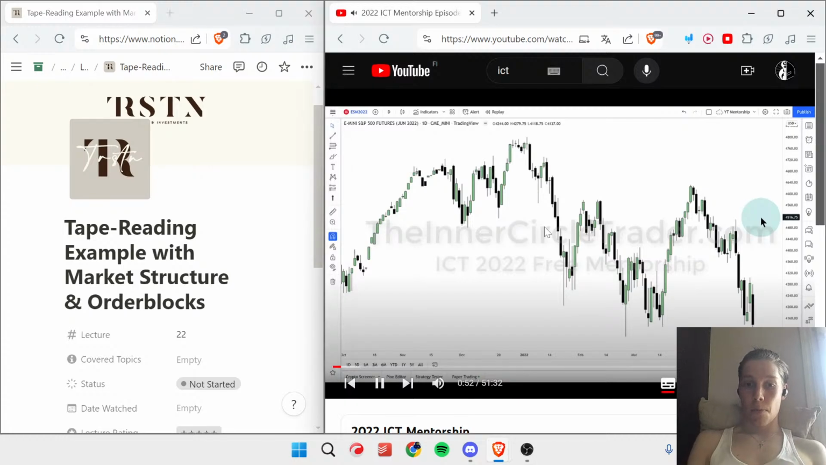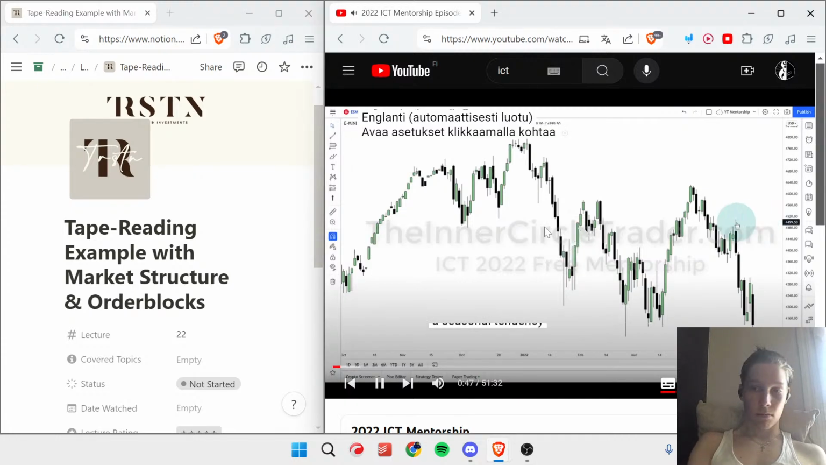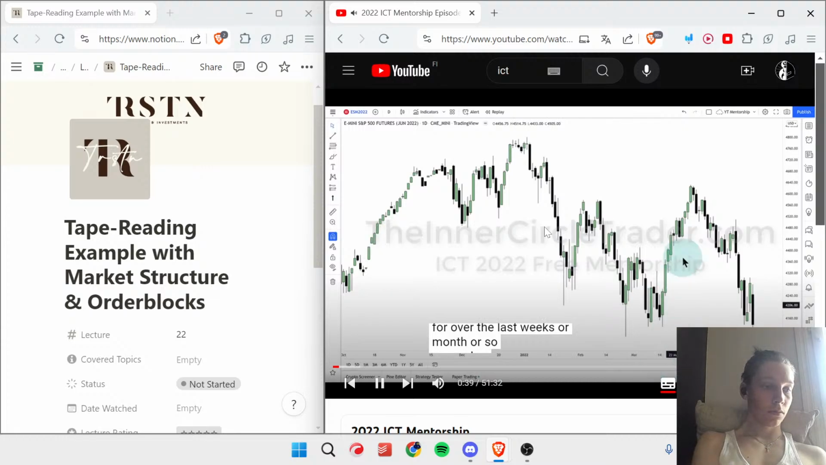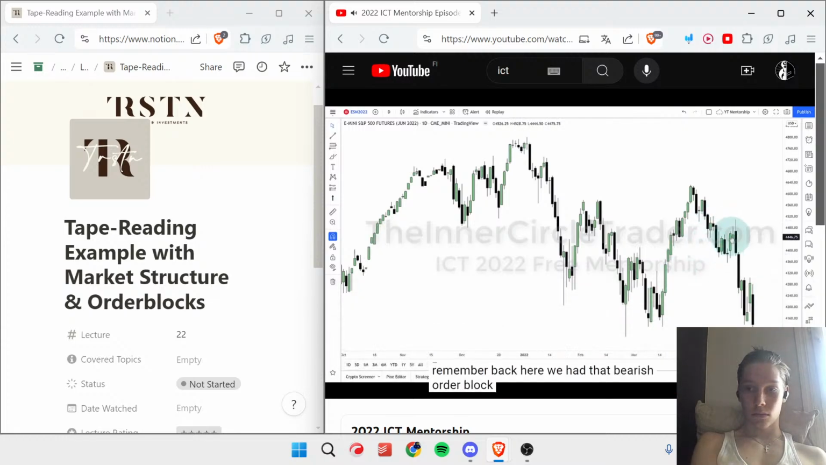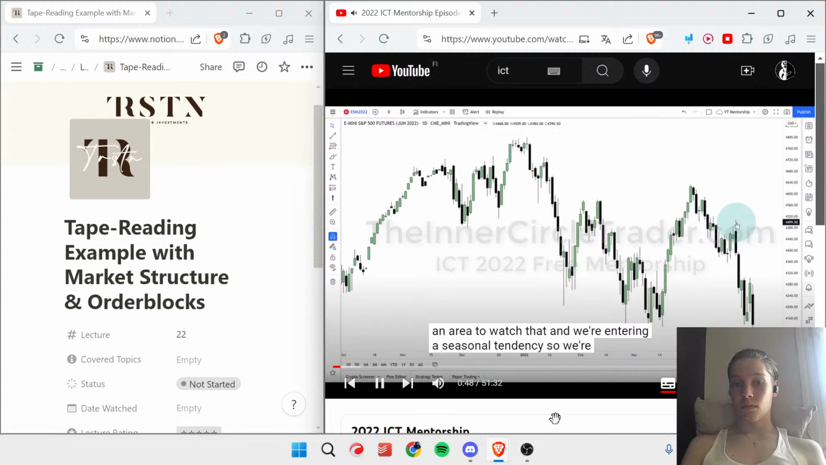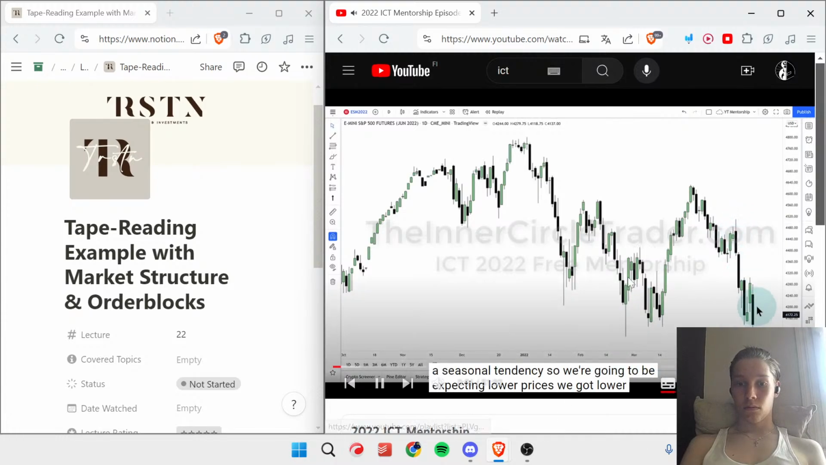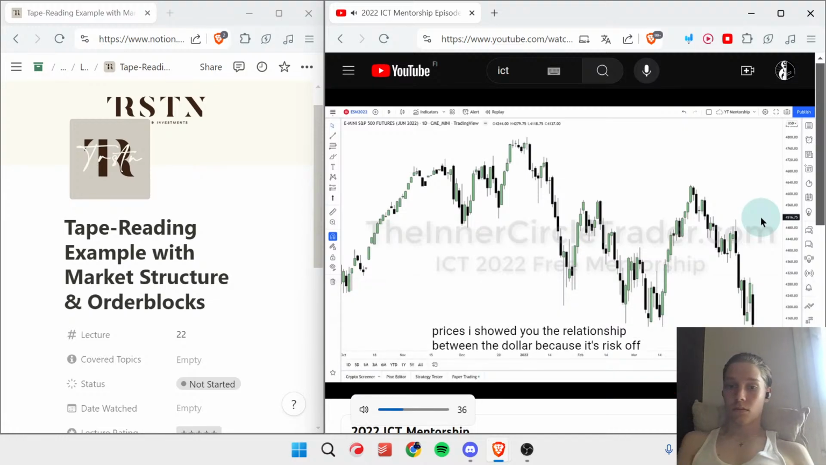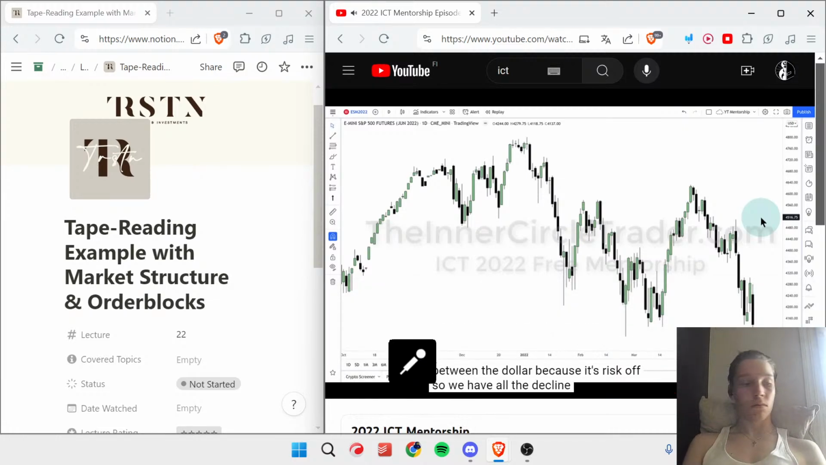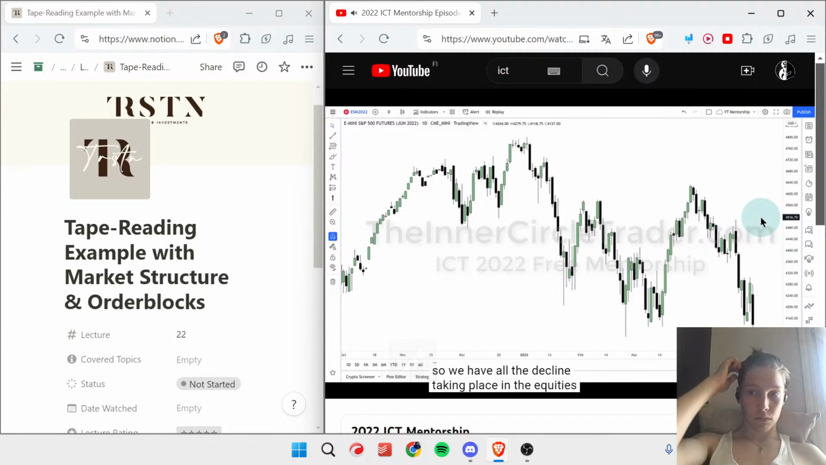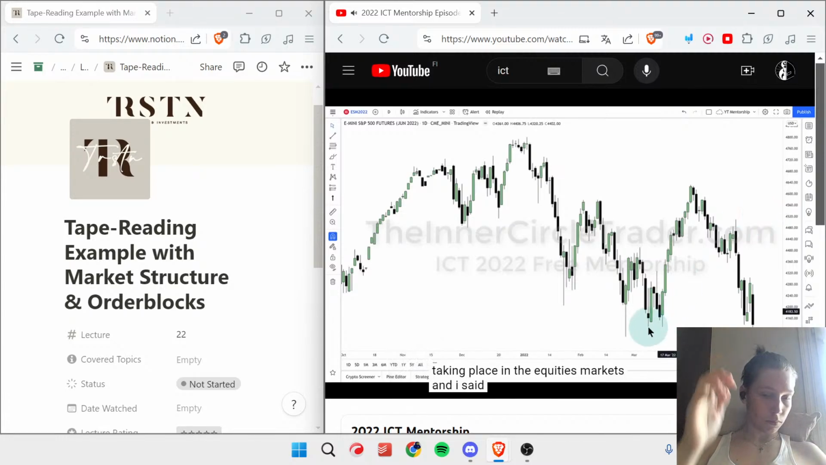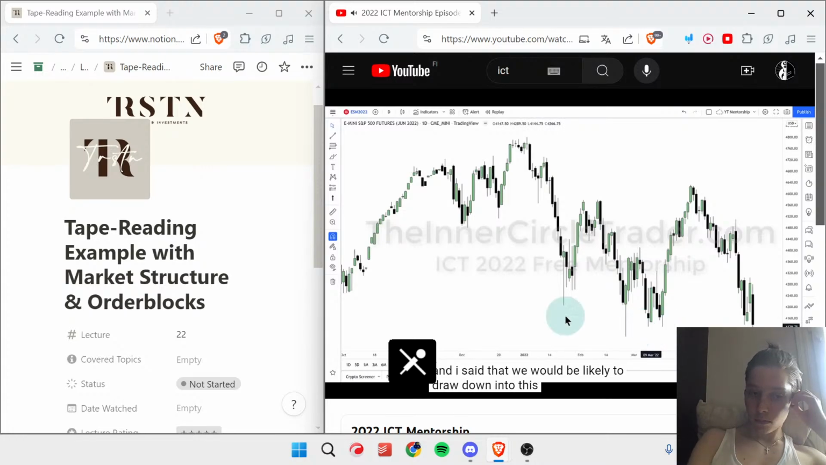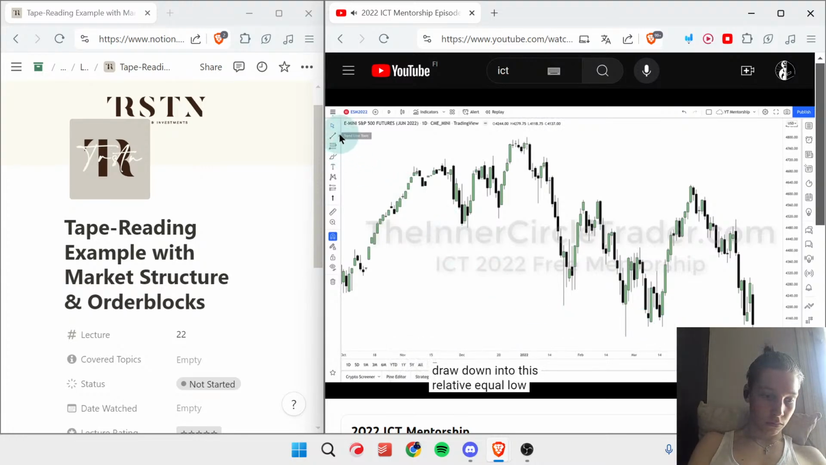So we have entering a seasonal tendency. Remember back here, we had that bearish order block. I outlined that as an area to watch, expecting lower prices. We got lower prices. I showed you the relationship with the dollar because it's risk off. So we have all of the decline taking place in the equities markets. And I said that we would be likely to draw down into this relative equal low.